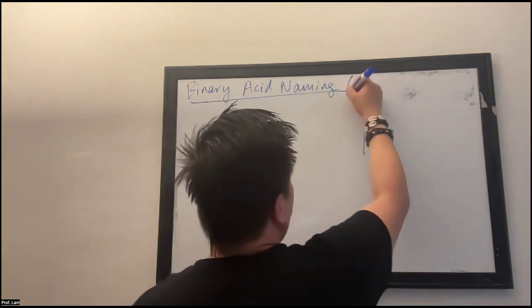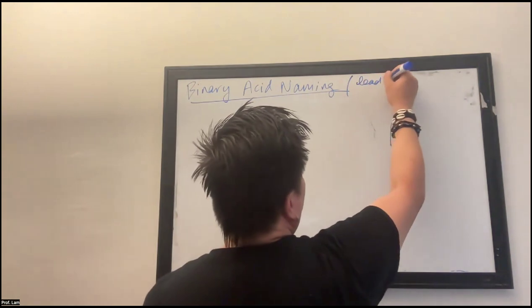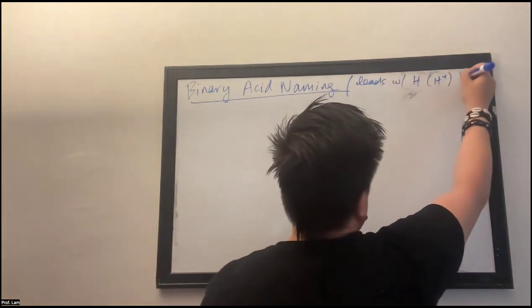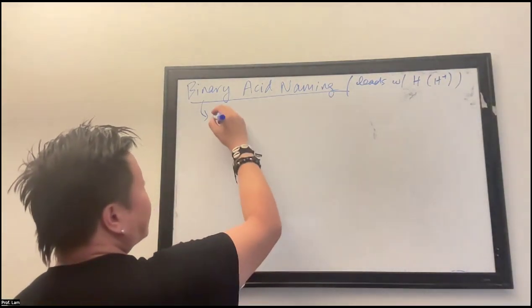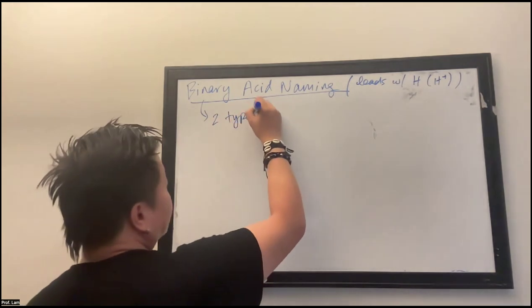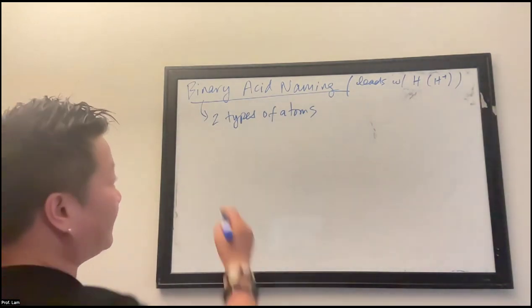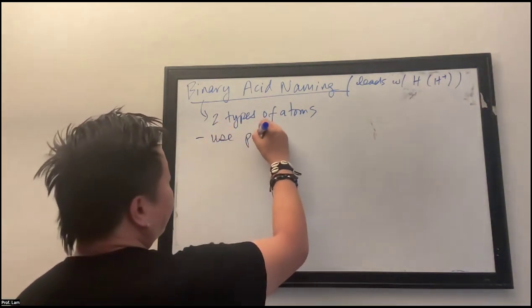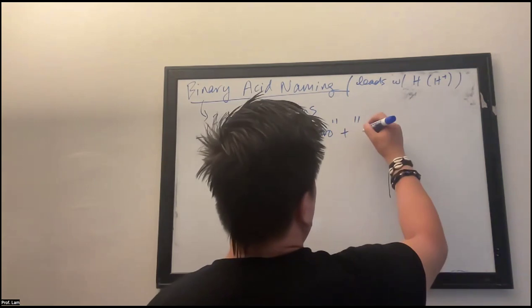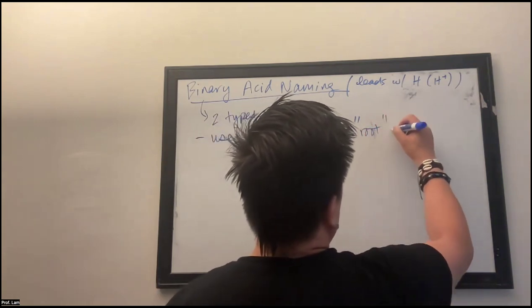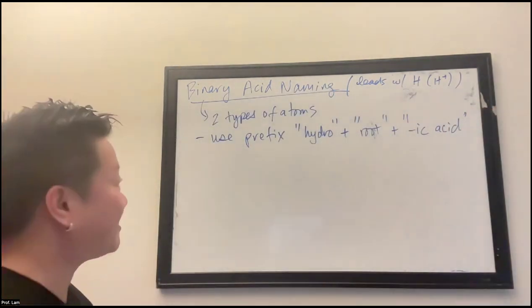Okay. So again, how do you spot acids? It leads with H, or H plus. And what does binary mean? Two. So a binary acid is an acid that only has 2 types of atoms in it. And the rule is: use the prefix hydro, followed by the root, followed by ic acid. Super easy.